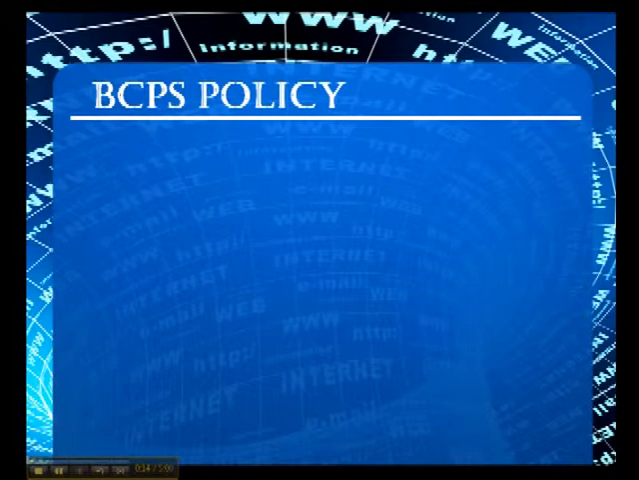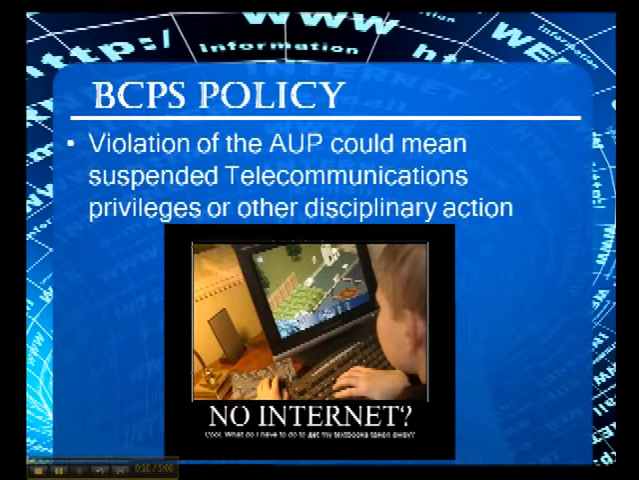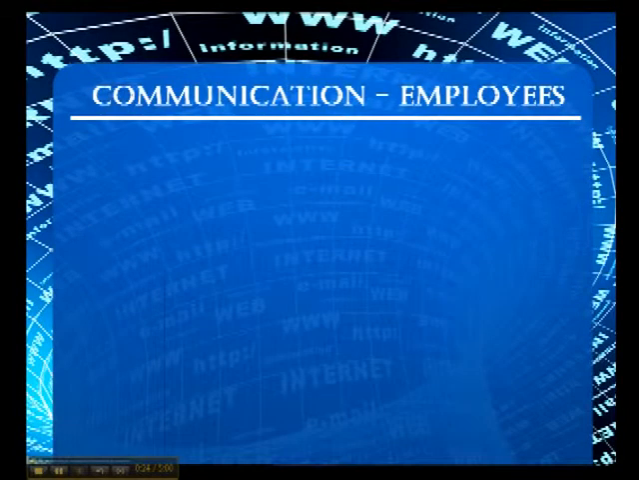All students and employees of Baltimore County must sign in agreement to these terms and conditions. Violation of any of the conditions could mean suspended telecommunications privileges or other disciplinary action.